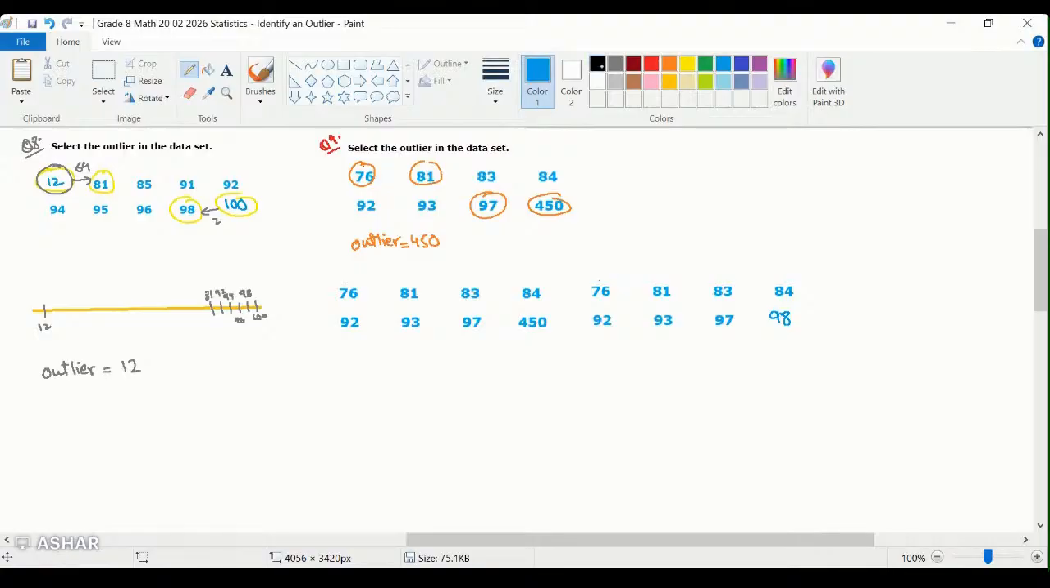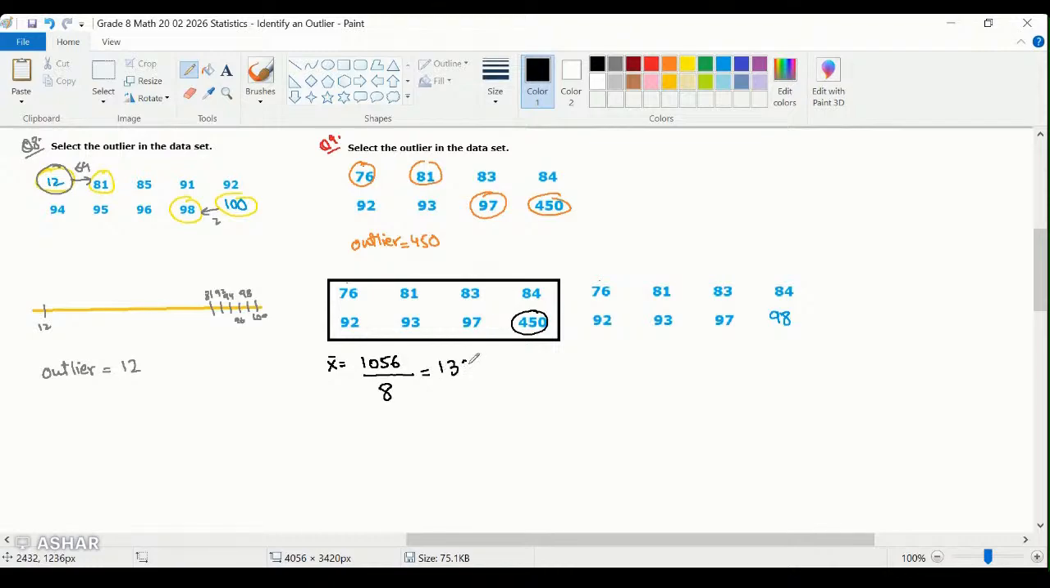Okay, let's change this from an outlier to a number that is, let's suppose, 98. Let's try the first information. If this was the information given to us, let's find the mean with the outlier. The mean means we add the numbers together: 76 plus 81 plus 83 plus 84, 92, 93, 97, and 450. The total of these numbers comes out to be 1056. There are 8 numbers, so divided by 8, the mean comes out to be 132.